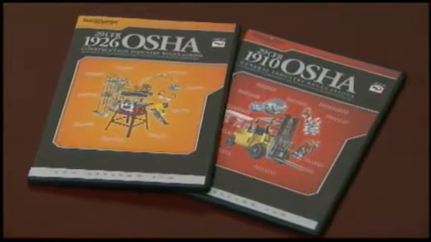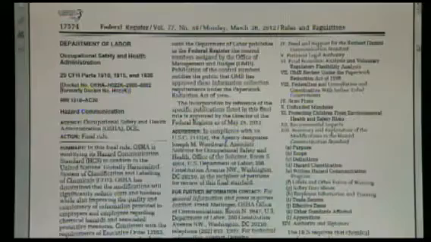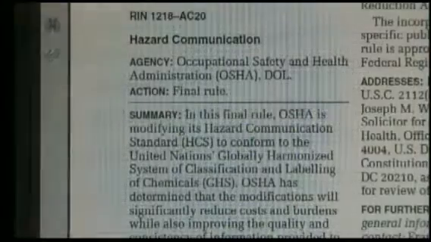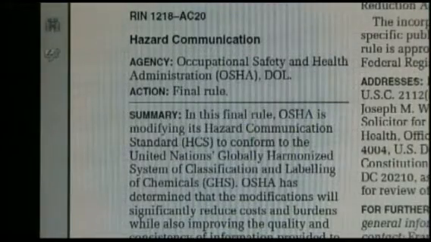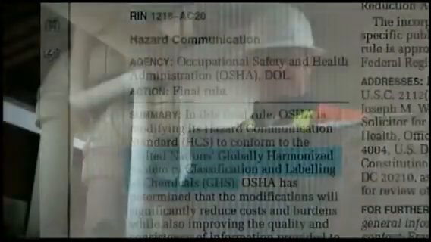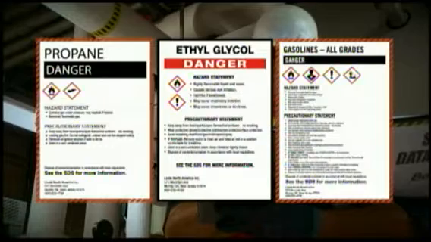Recently, OSHA revised its hazard communication standard. The agency decided to make the standard work as part of a globally harmonized system for communicating chemical hazards. For mechanical construction and service workers, this means that every chemical label and every safety data sheet will be identical in its format.